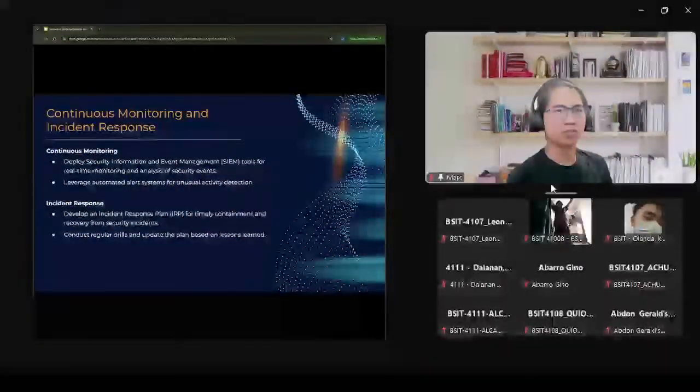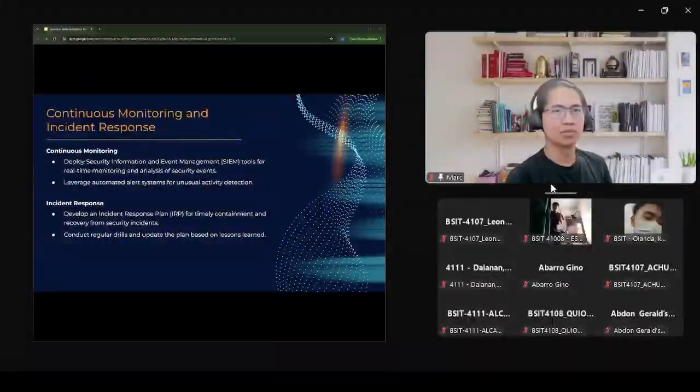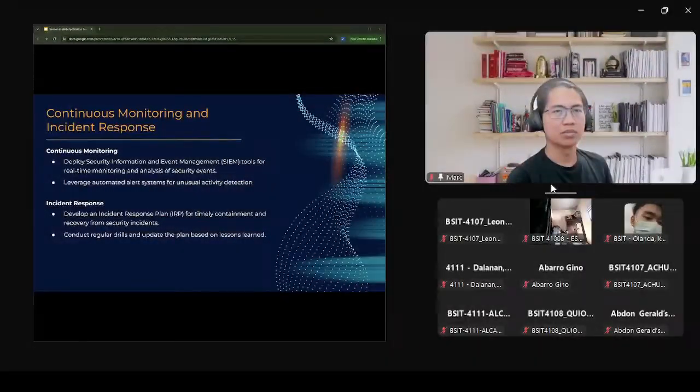Now, what are the benefits of continuous monitoring? First, you'll have early threat detection that reduces the time attackers will have to exploit. While an incident response plan, or IRP, comes in, this ensures that your team knows exactly what to do when a security event happens, minimizing damage and downtime.